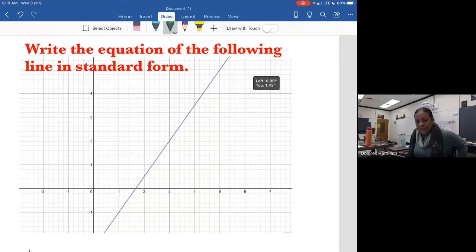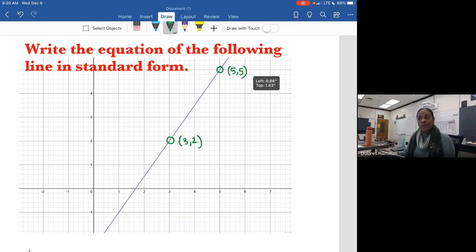So looking at this last example, it is similar to the previous one, actually. But we're given a graph, and they're asking us to write the equation in standard form for this given line. So the one thing that we need to do that's a little bit extra is we first need to find out 2 points that we know with certainty are on that line. And that looks like the points 3, 2 and 5, 5.